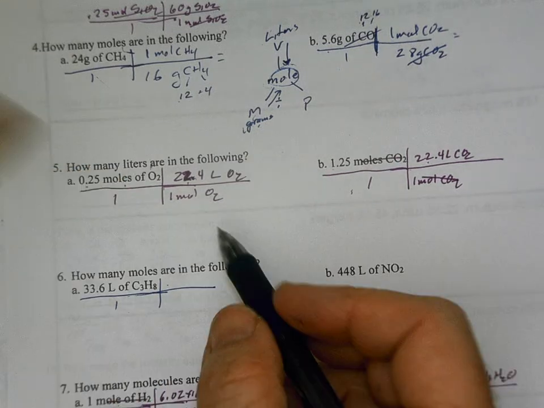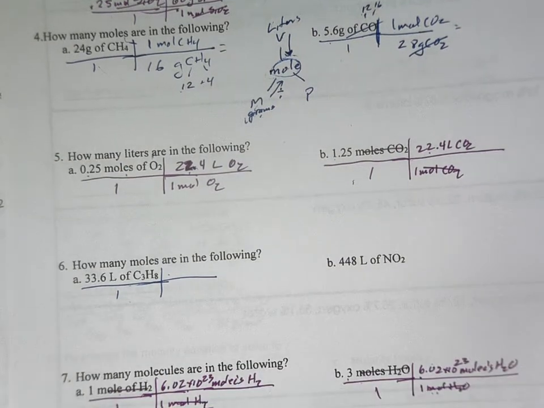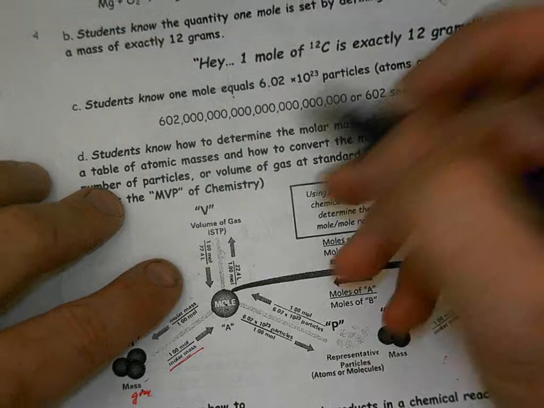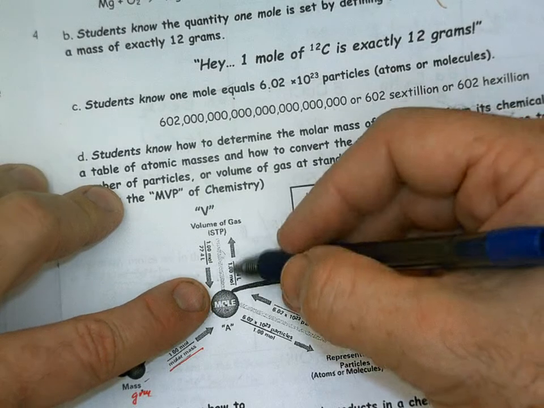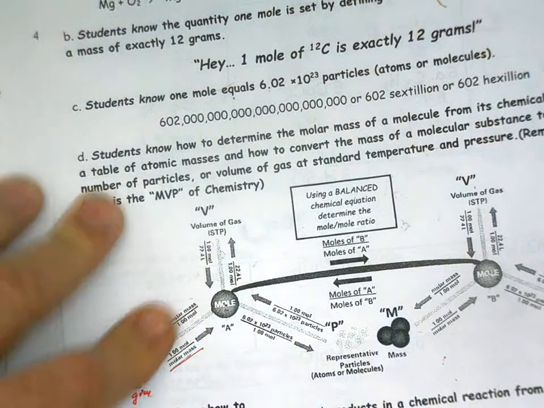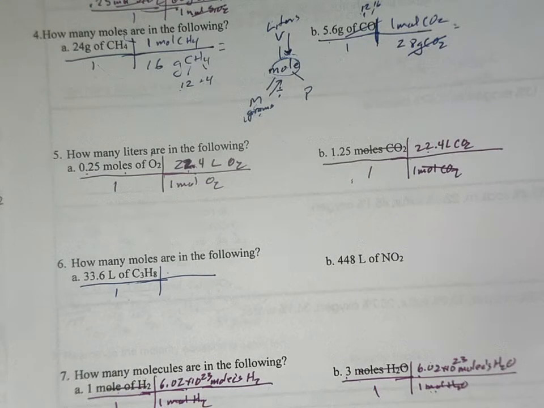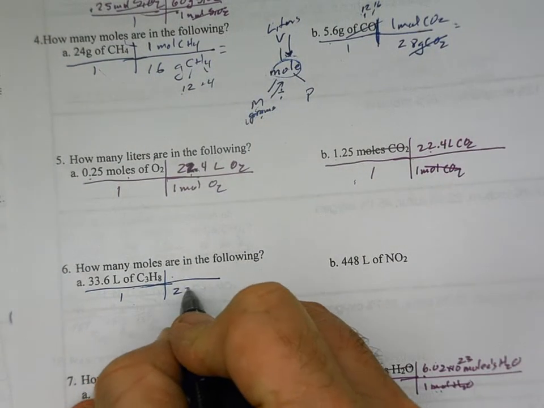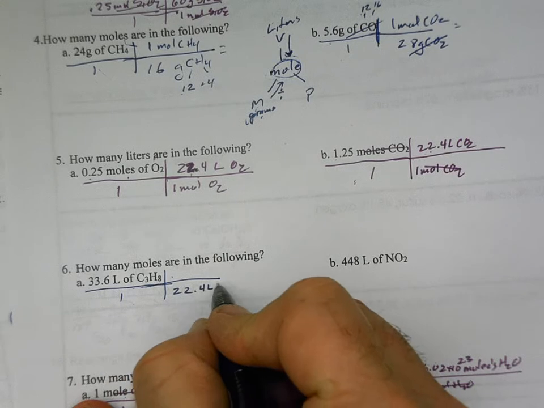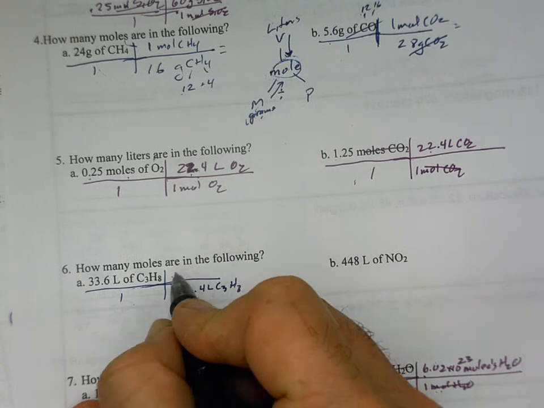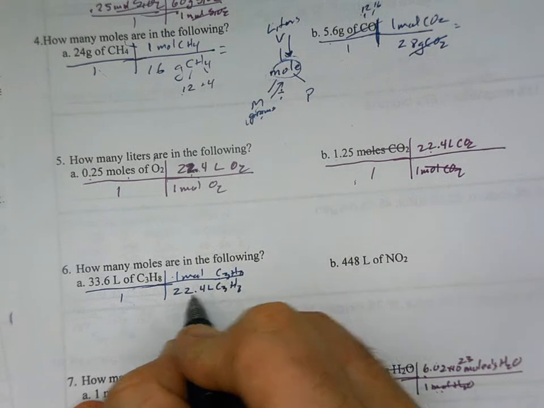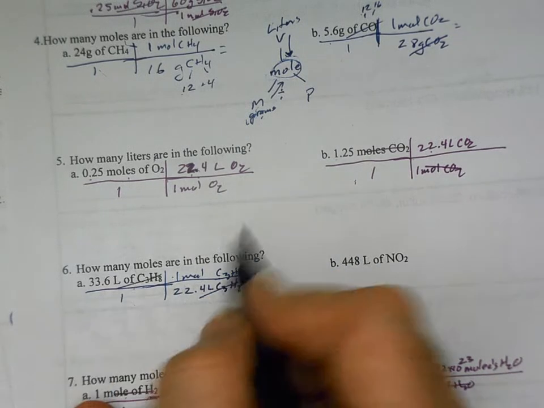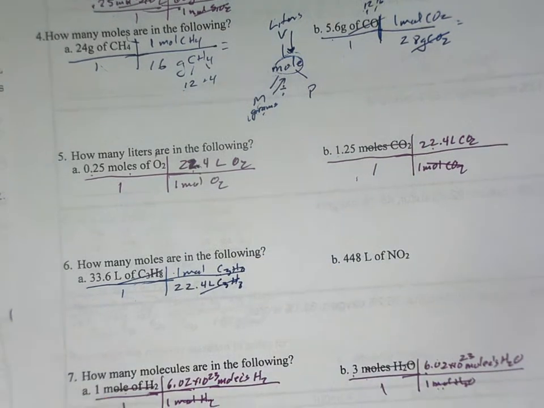And the magic number that connects moles to liters is 22.4 liters of a gas at standard temperature and pressure. We'll have 1 mole of elements, Avogadro's number. So we're going to divide by 22.4 liters of C3H8 is 1 mole of C3H8. The liters cancel out, and now it's just going to be dividing those two numbers for you.